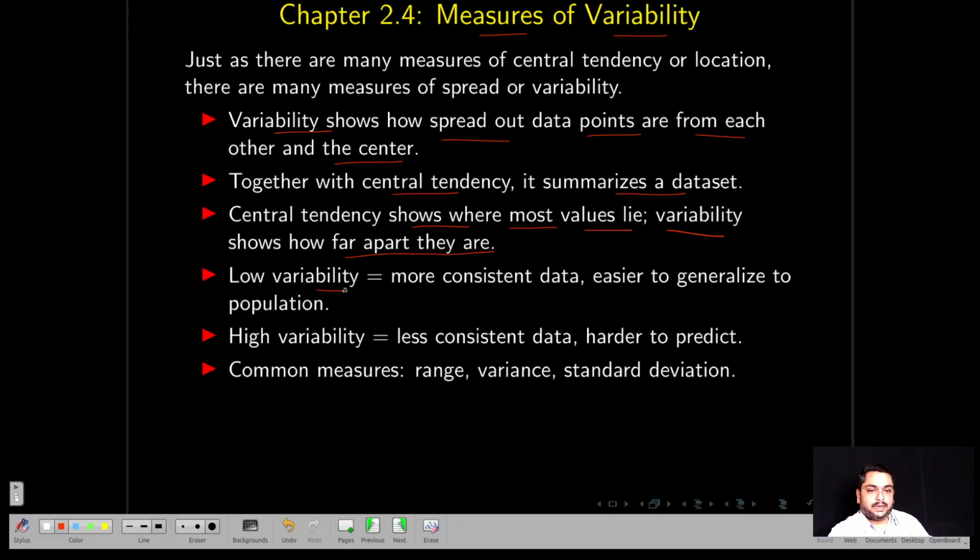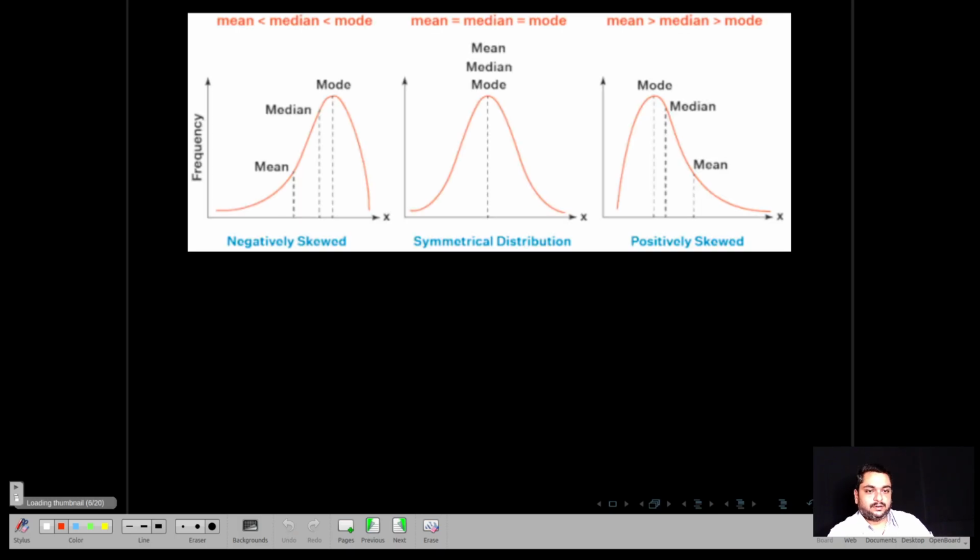Low variability means more consistent data, easier to generalize to the population. High variability means less consistent data, harder to predict. Common measures are range, variance, and standard deviation. So let us try to understand.